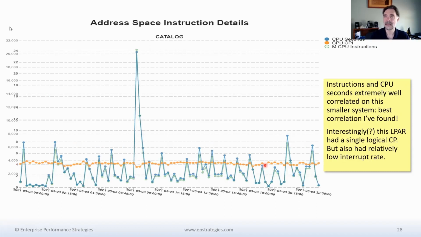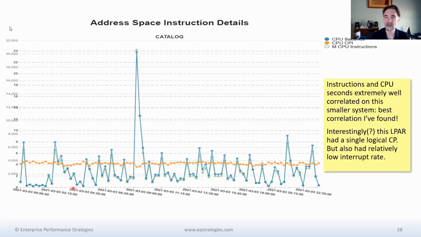Finally, this example was the best correlation that I found anywhere. This was on a smaller system. Again, we see smaller amounts of CPU time here, but you'll notice that the green and the blue are just about exactly correlated. I think this was the only system I saw a correlation this good on. And again, we have data from literally hundreds of systems every day. I won't say that I looked at hundreds of systems, in part because most people don't have the instruction counts turned on, but I did look at several. This was the best that I ever found.